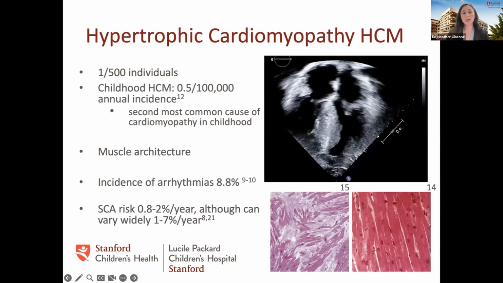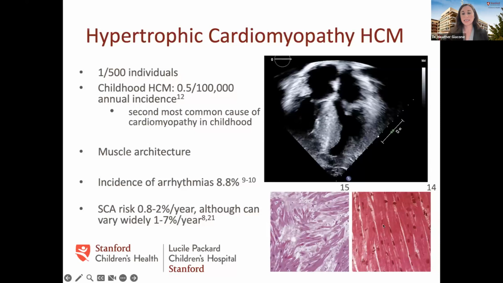So hypertrophic cardiomyopathy affects about 1 in 500 individuals. We know that the childhood annual incidence is about 0.5 out of 100,000 individuals. It's the second most common cardiomyopathy in childhood. And this is really an abnormal muscle architecture.